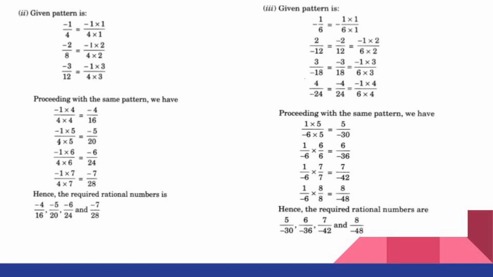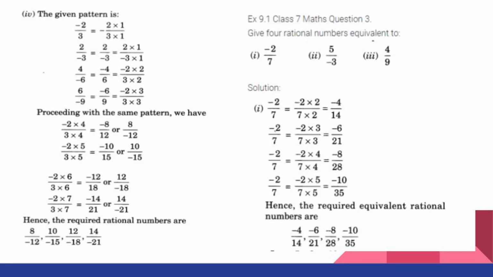Moving to the second part, that is -1 by 4, -2 by 8, -3 by 12. It is again being multiplied with 1, 2, and 3. We will multiply the next ones with 4, 5, 6, and 7. So we'll get the answer -4 by 16, -5 by 20, -6 by 24, and -7 by 28. Similarly, you can solve the third and fourth parts yourself.